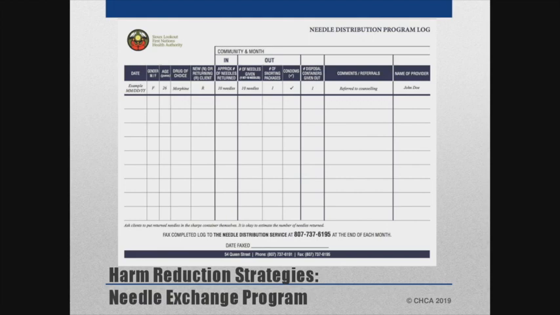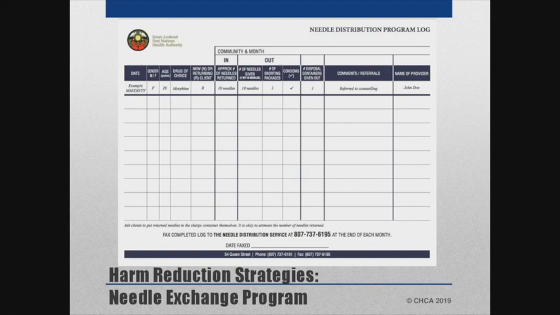One of the things you may have experience with, depending on the communities you're in, are harm reduction strategies. For example, one is the needle exchange program. This is an example of one of the charting forms that are used for the needle exchange program in the north of the Sioux Lookout region.